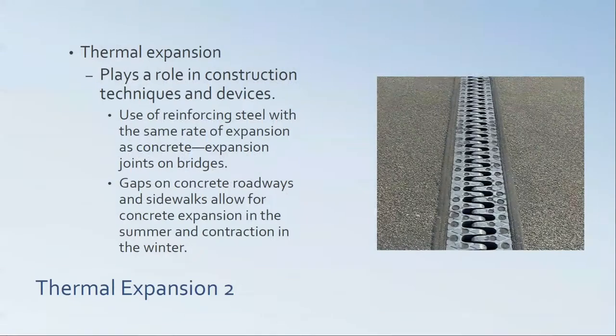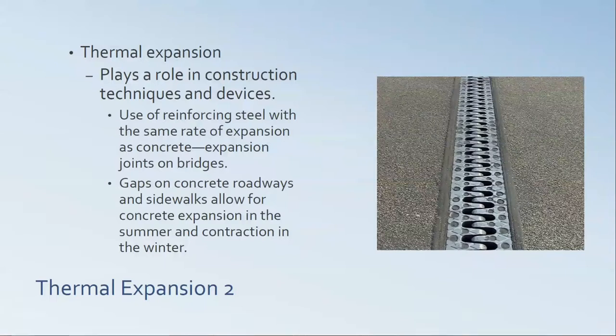We can also see construction devices and techniques that use thermal expansion. If you've driven over a bridge, you might have noticed something that looks something like the picture here. It looks like a big zipper laying in the road. And that's actually an expansion joint. So that as the bridge contracts or expands, either due to colder weather in the winter or heat in the summer, the expansion joint allows the bridge to stay structurally sound by taking up some of the movement of the bridge due to that thermal expansion or contraction.